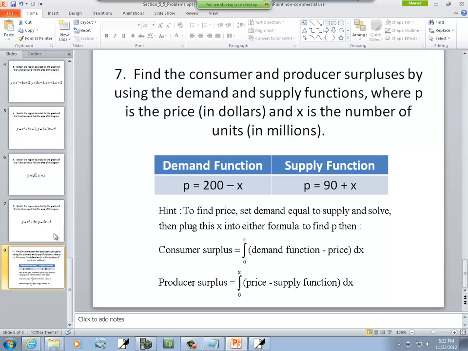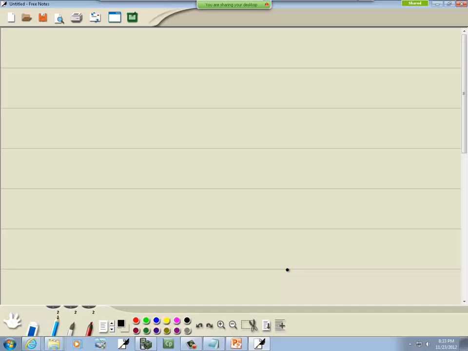Okay, this says find the consumer and producer surpluses by using the demand and supply functions, where P is the price in dollars and X is the number of units in millions. Now our demand function here is P is equal to 200 minus X, and our supply function is P is equal to 90 plus X. Now I put a hint down here. To find the price, you set the demand equal to the supply and solve, and then plug this X into either formula to find P, and then you're going to do these setups down here. So let's start with that.